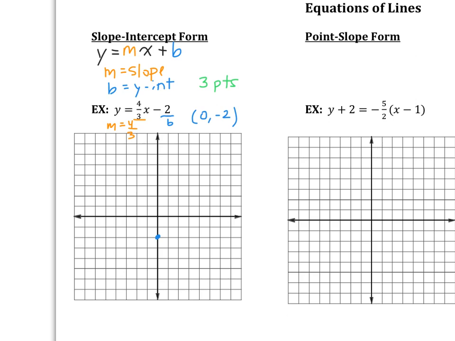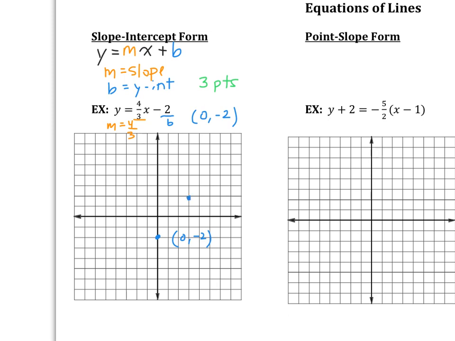All right, so now again, I'm just going to label this on my graph. That's the point 0, -2. And now I'm going to use my slope to count up 4 units and to the right 3 units, since it is a positive slope. So I count up 1, 2, 3, 4, over 3, 1, 2, 3, and it puts me at the point 3, 2. So I'll go ahead and put a point there.